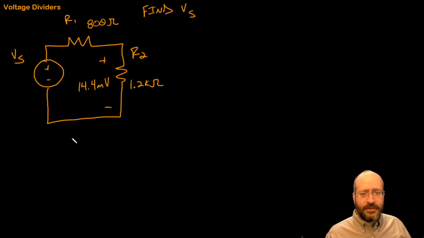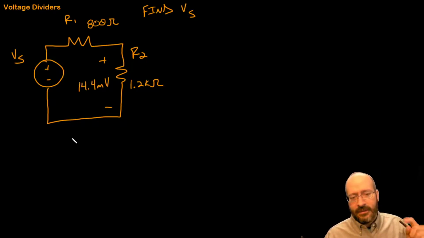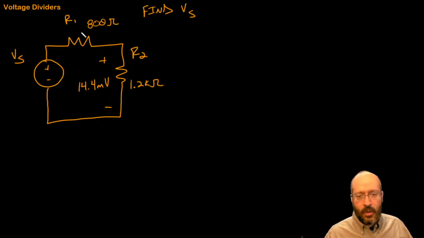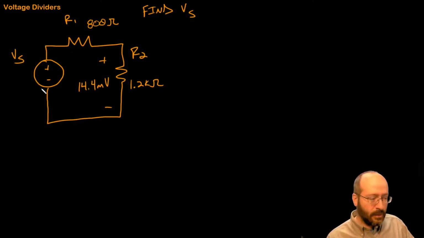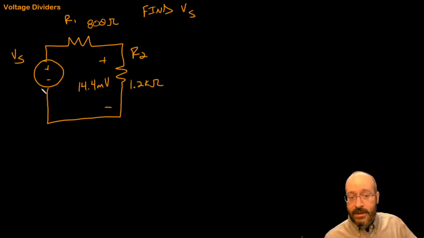We still have to ask ourselves the questions: are these things in series? And we can see that R1 and R2 are in fact in series. And are we relating two voltages? I have the voltage across R2, and I want to relate it to the voltage across both R1 and R2. So it looks like the voltage divider is applicable in this case. So let's go ahead and do it.